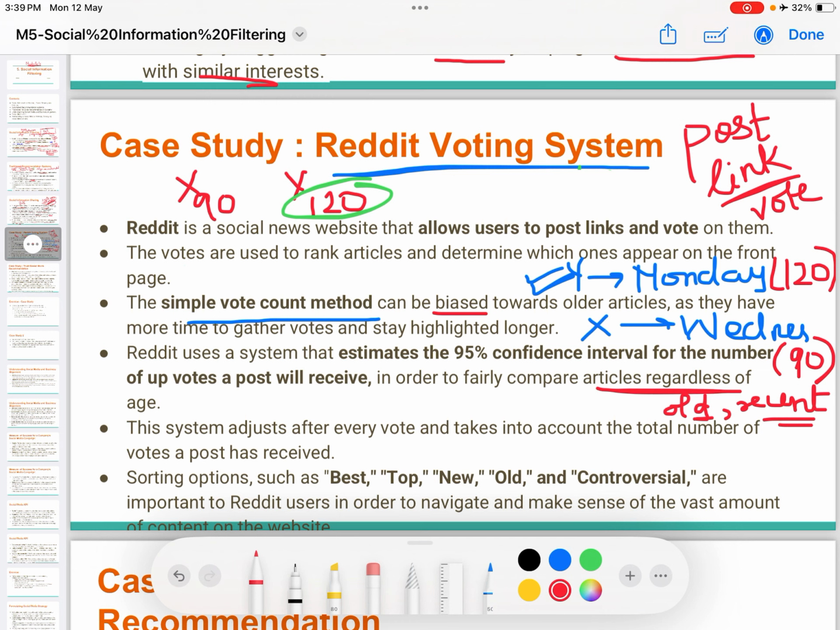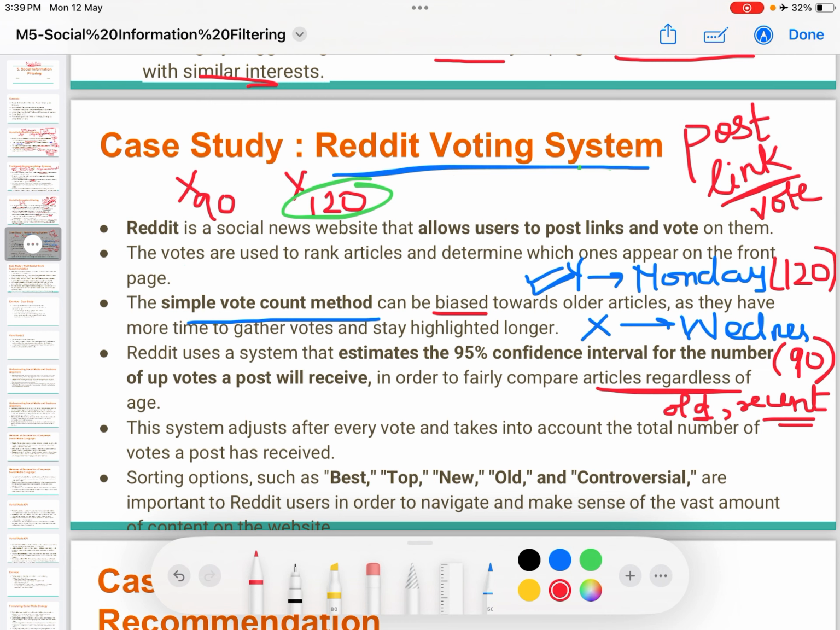Sorting options such as best, top, new, old and controversial are important to Reddit users in order to navigate and make sense of the vast amount of content on the website. So these options are important in order to navigate and make sense of the vast amount of content which is present on the website. Next case study is trust-based movie recommendation.